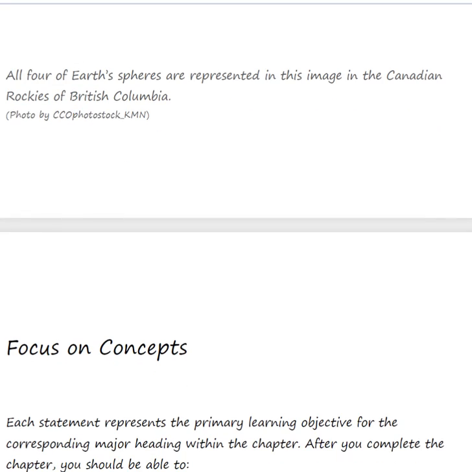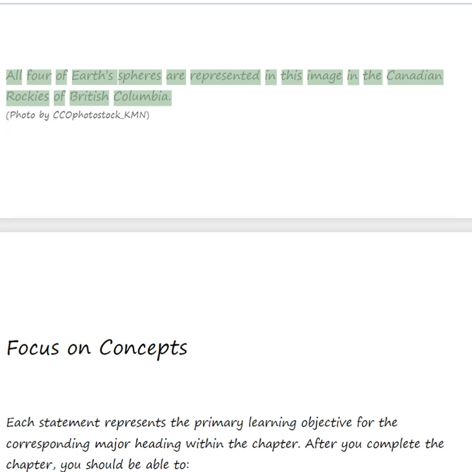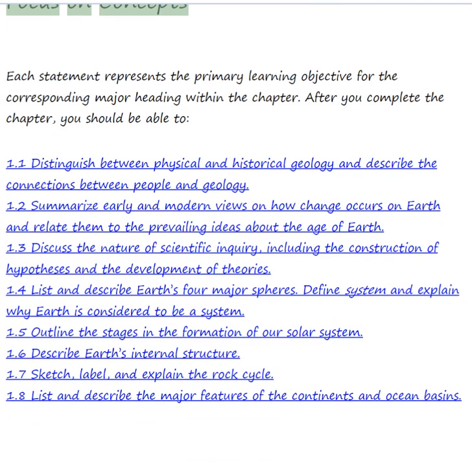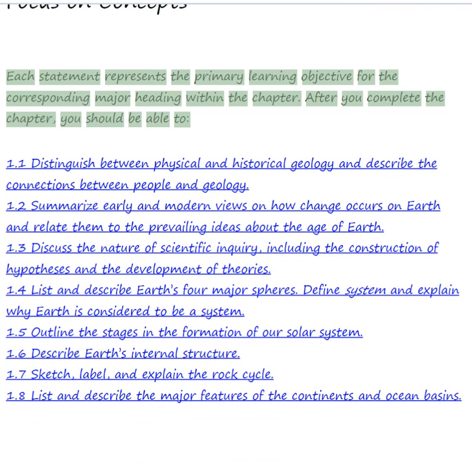Chapter 1: An Introduction to Geology. All four of Earth's spheres are represented in this image in the Canadian Rockies of British Columbia. Focus on concepts. Each statement represents the primary learning objective for the corresponding major heading within the chapter.